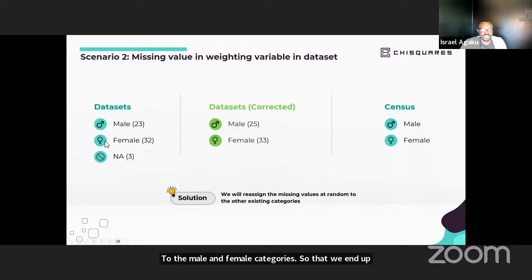So instead of having male, female, and missing, we take the three here and assign them at random to male and female, so that male now becomes, there were 23 people initially, but now by random we added 2 to it, so it's now 25, and female is now 33 because we added 1 more to this at random. It has to be at random. So now we can see that the categories in our data set are now exactly what we have with the census. Now we can then proceed to weigh on gender, right? So that is what must happen.